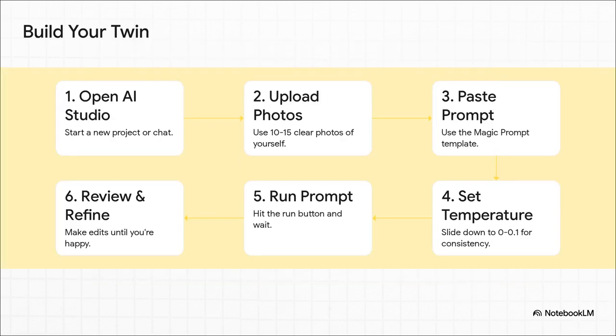It's super easy. First, you'll open up AI Studio and upload, say, 10 to 15 clear photos of yourself. Next, you just paste in that magic prompt template we talked about. Then, and this part is super important, you're going to set a really low temperature, and we'll get to what that means in a sec. And finally, you just hit Run, review what you get, and then tweak it until you love it.